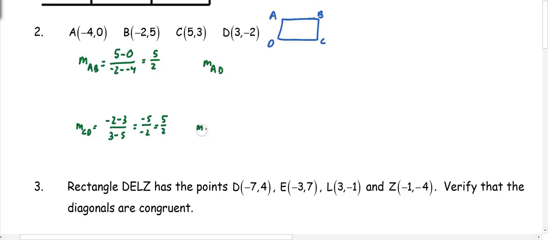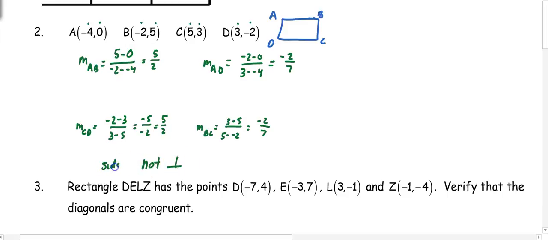For AD, I have negative 2 minus 0 over 3 minus negative 4, so I get negative 2 over 7. For BC, I have 3 minus 5 over 5 minus negative 2, which is also negative 2 over 7. So notice that the sides are parallel, but if I look from one set of sides to the other set of sides, those are not opposite reciprocals, so the sides are not perpendicular.